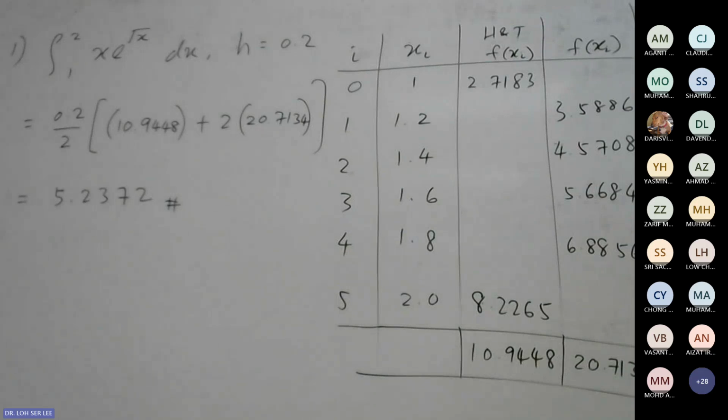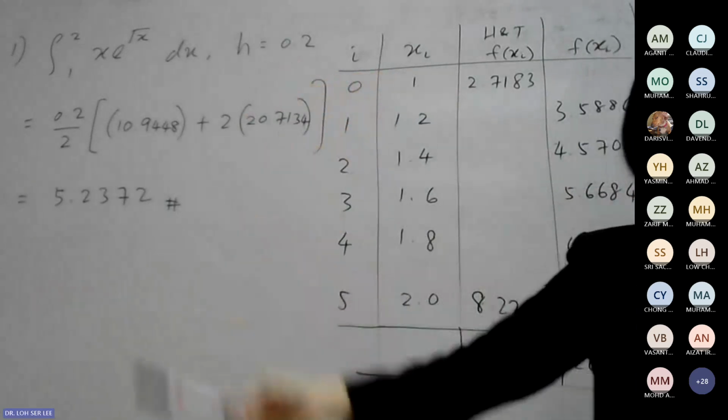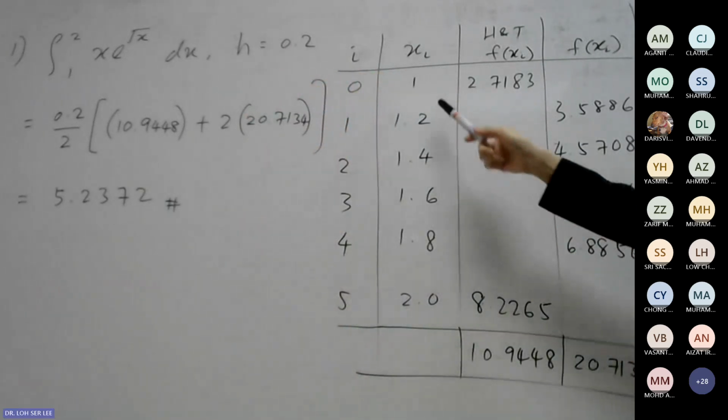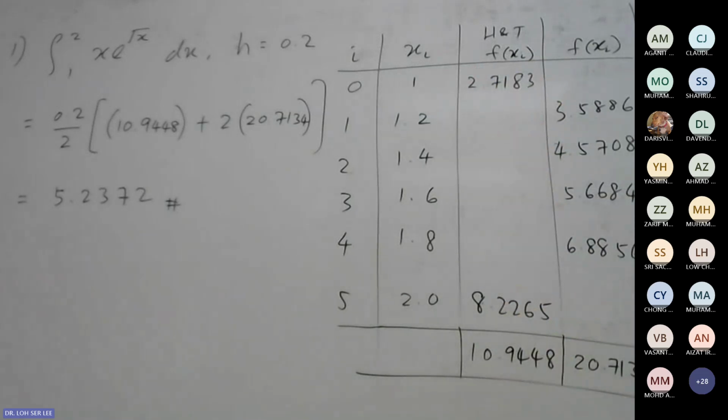Okay, got it? Sometimes the question will mention the h. Then you know what the h is, and what your x values are. Sometimes h is not given. You are given something like question number 2, which gives you the n, the number of subintervals. But if you know the starting point, the end point and the number of subintervals, you can also get the h.